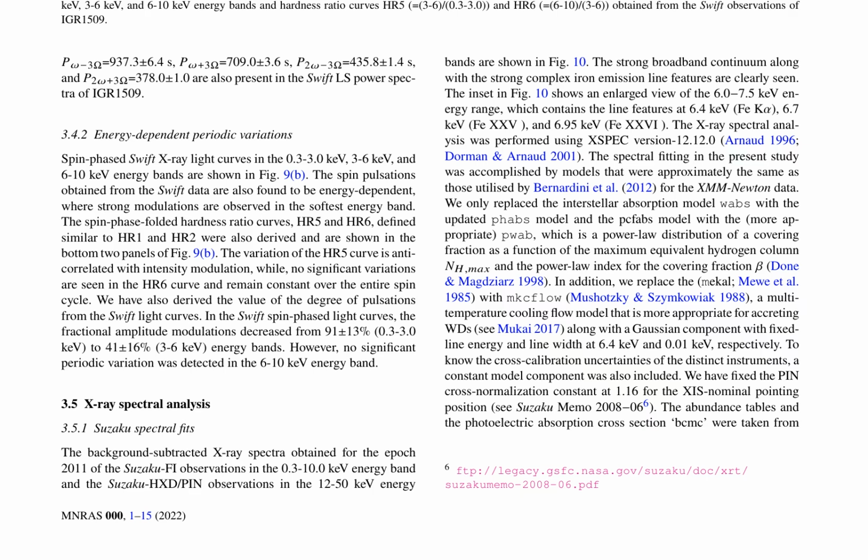The degree of pulsations is calculated from the Swift light curves, with fractional amplitude modulations decreasing from 91 plus or minus 13%, 0.3–3.0 keV, to 41 plus or minus 16%, 3–6 keV, energy bands, and no significant periodic variation detected in the 6–10 keV energy band. X-ray spectral analysis is performed using Suzaku observations in the 0.3–10.0 keV and 12–50 keV energy bands.